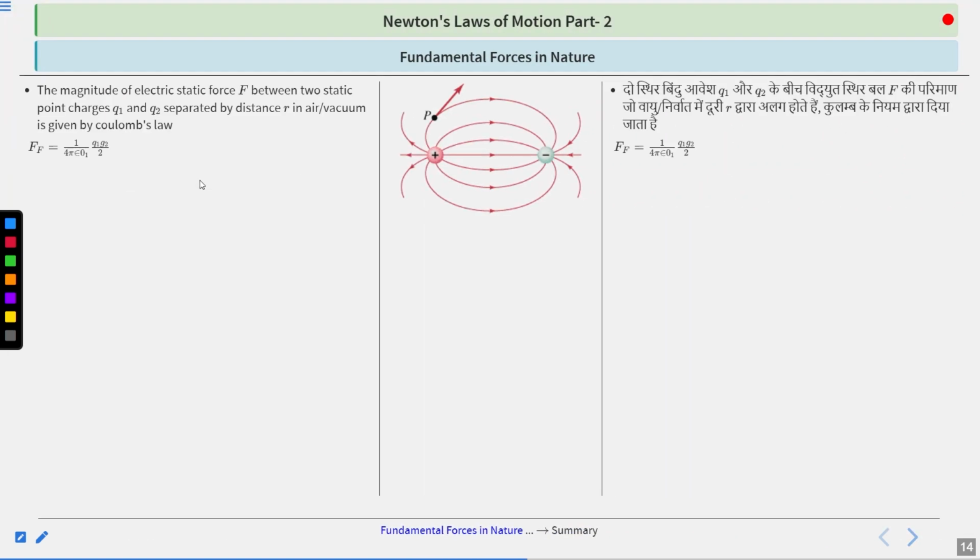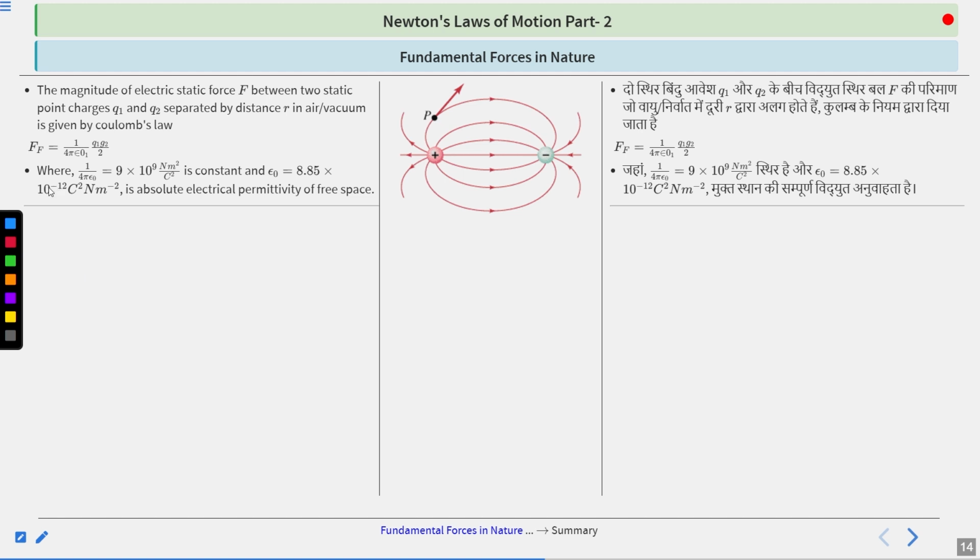The magnitude of the electrostatic force F between two static point charges Q1 and Q2 separated by a distance r in air or vacuum is given by Coulomb's law, F equals this formula, where this constant is 9 into 10 power 9 newton meter squared per coulomb squared, and epsilon naught is 8.85 into 10 power minus 12 C squared N⁻¹ m⁻². It is the absolute electrical permittivity of free space.